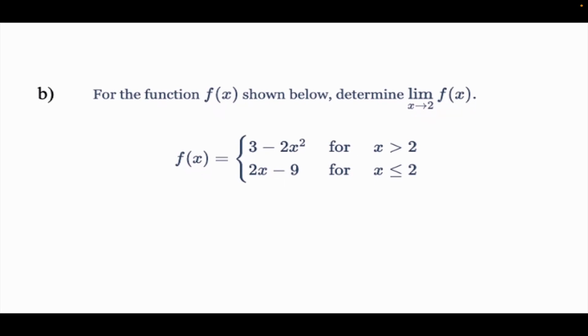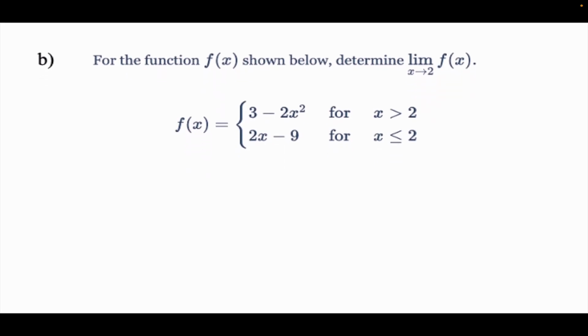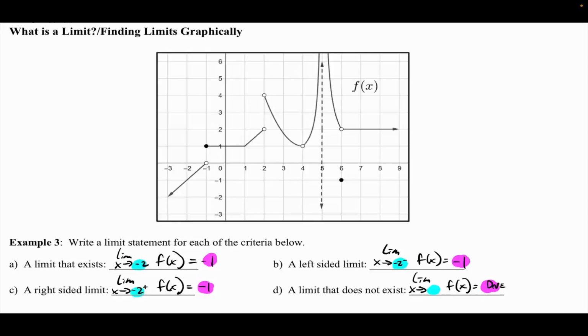So B is a piecewise function. It's got 2 pieces, right? It's got 3 minus 2x squared, and it's got 2x minus 9. It's called piecewise because it has multiple pieces to it. It's like those graphs we were looking at the other day, that had different parts to it. There's 1 piece, 2 pieces, 3 pieces, stuff like that. That's what those look like when you graph them.